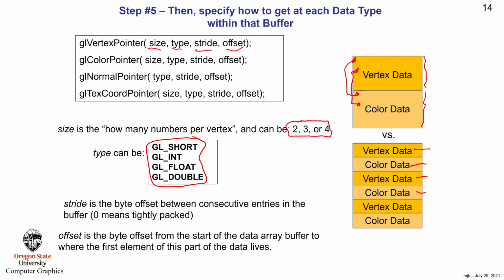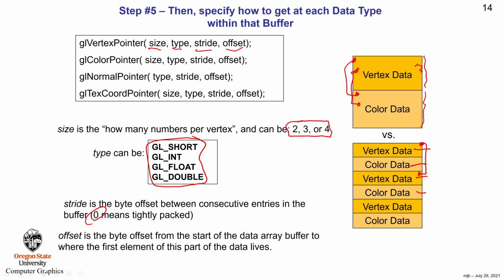Okay, so the stride is the byte offset between consecutive entries. If I'm going from vertex data to vertex data here, I would make the stride 0, because 0 means as tightly packed as you can possibly get. Or you could just say the number of bytes you have to advance in order to get to the next vertex. It has more meaning here because the stride would be from here to there. How many bytes would that be?